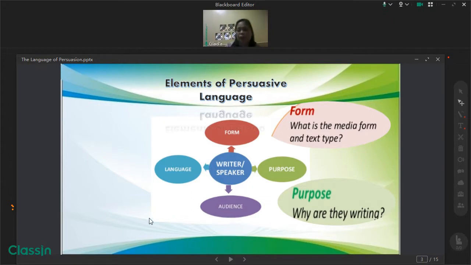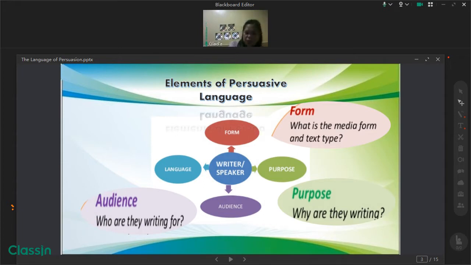And then the third one is the audience. Of course, the audience is who you are writing for, who your listeners or readers are. Who are you going to convince? It could be a wide audience, a specialist reader, or a person that is affected by the issue. So that is the audience.